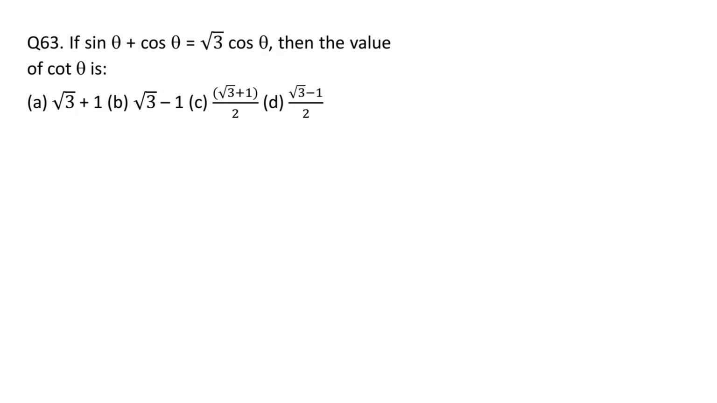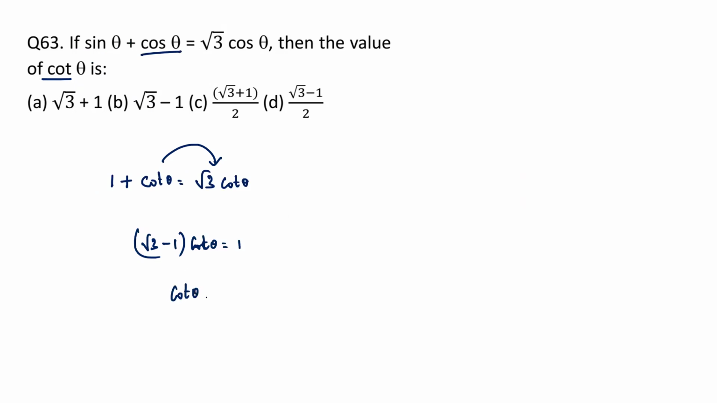Sin theta plus cos theta is equal to root 3 cos theta, then the value of cot theta. Divide everything by sin theta. So you'll get 1. Cos by sin is cot. Again cot. So cot you bring it here. Root 3 minus 1 into cot theta is equal to 1. Therefore, cot theta is equal to 1 by root 3 minus 1.